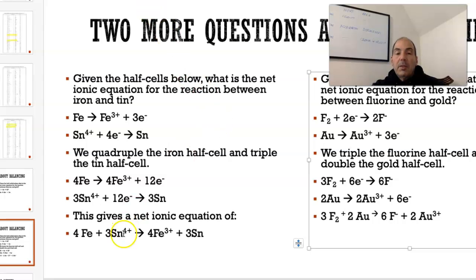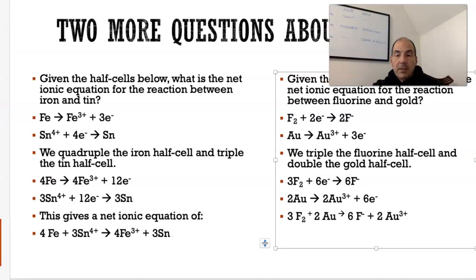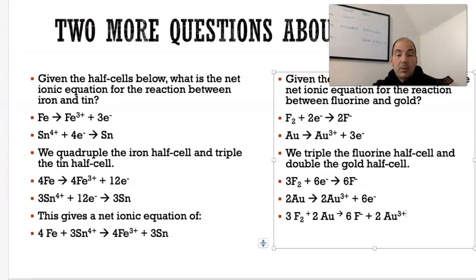And notice, by the way, whenever you're looking at net ionic equations, the total charge on both sides should be the same. So for example, on this one, the total charge is 0, and 3 times 4 is 12. On this side, 4 times 3 is 12 plus 0, so it's 12 and 12. Whereas here it's 0 on this side, and negative 6 and positive 6, so 0 on this side. Okay, so if you're not getting a total charge equal on both sides, you're definitely making a mistake.